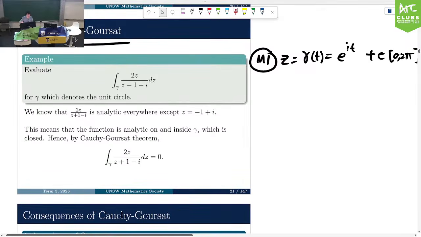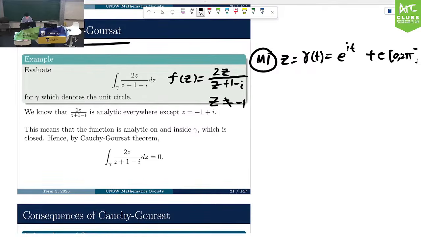But as you can see, this might not be the most efficient solution. So a much better way is to use Cauchy-Goursat by observing this function. So let me just call it f of z equals 2z over z plus 1 minus i. We can see that this function is analytic everywhere except for z equals 1 plus i.